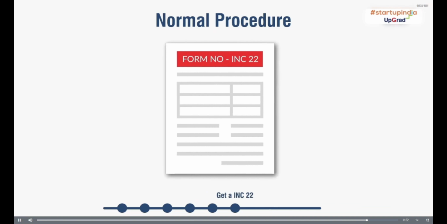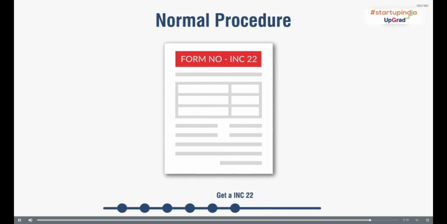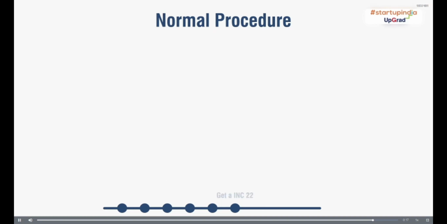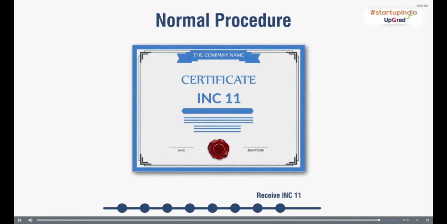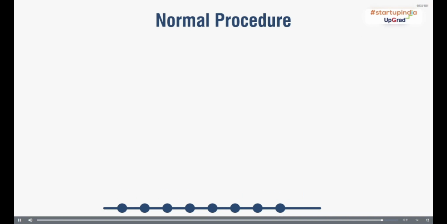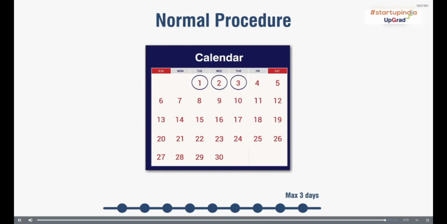Next, he filled in the INC 22 form, which states the location of the registered company. Once these forms were approved, he received INC 11, which is the Certificate of Incorporation. And this entire process took him about 3 days, which is primarily because none of his forms got rejected. So make sure all your forms get approved or it would delay the process.